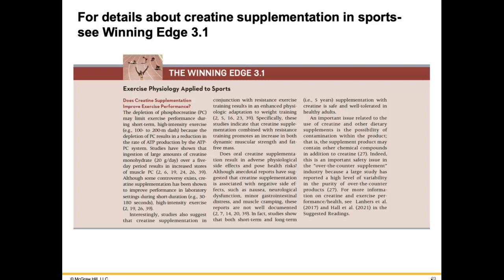But there's also an issue within the different supplements that are offered, in some being contaminated and containing other chemical compounds, pulling in substances such as filler within the supplements. So there is a high variability in the purity of the supplementation.